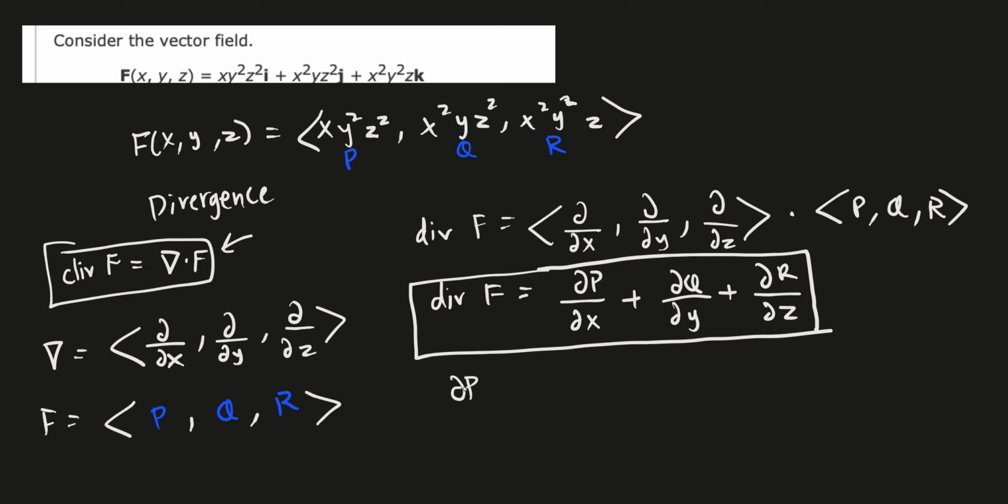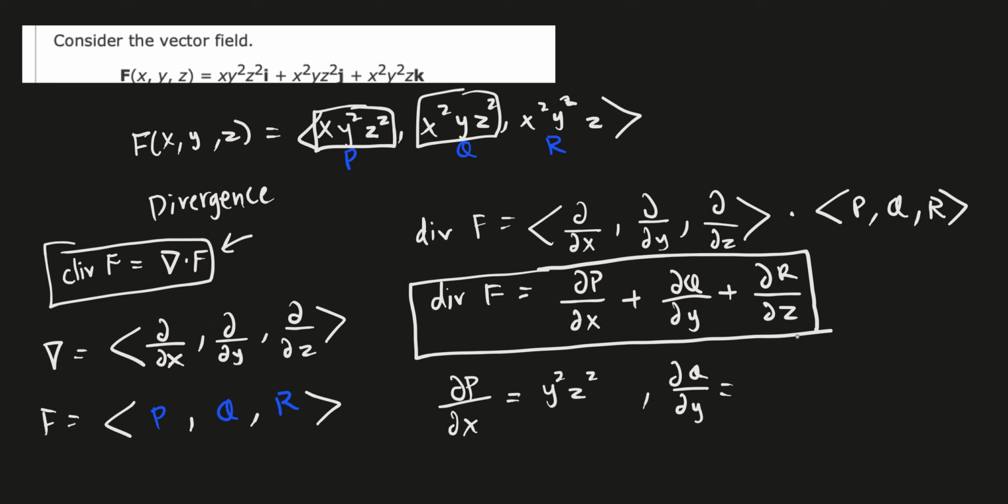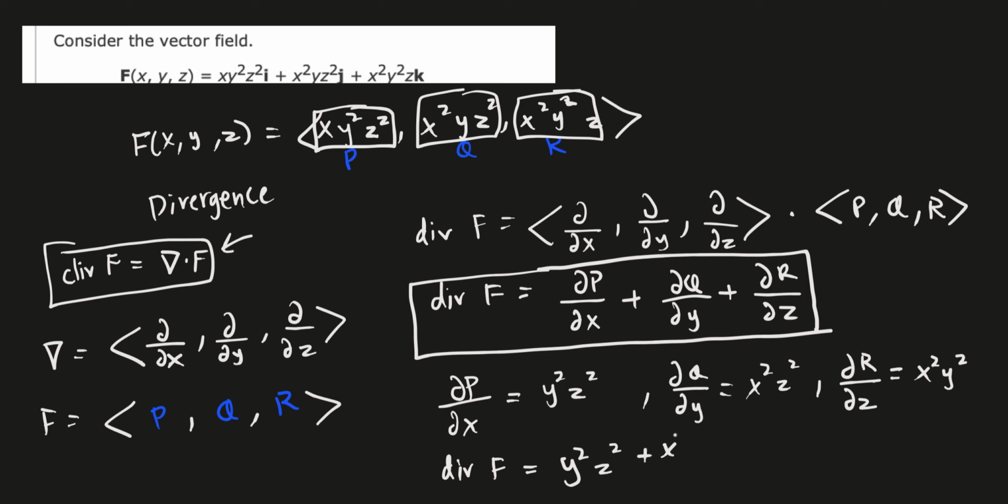Now let's find each of them individually. It's not that time consuming. Partial P, partial x is looking at this and treating y and z as constant, so it's y squared z squared. Partial Q, partial y treats x and z as constant: x squared z squared. Partial R, partial z is just x squared y squared. Add them all together, and we end up with div F is y squared z squared plus x squared z squared plus x squared y squared.